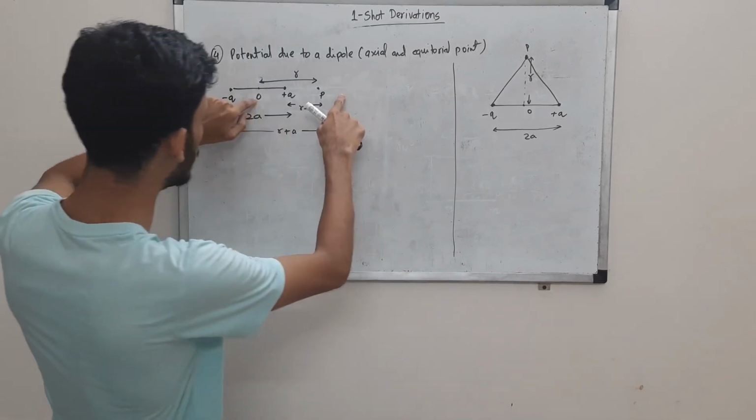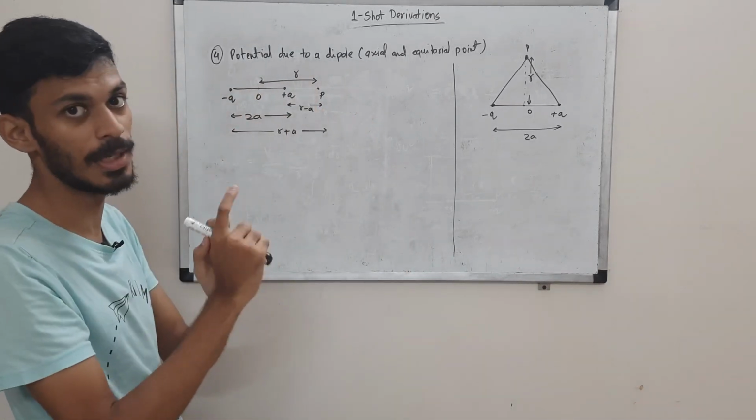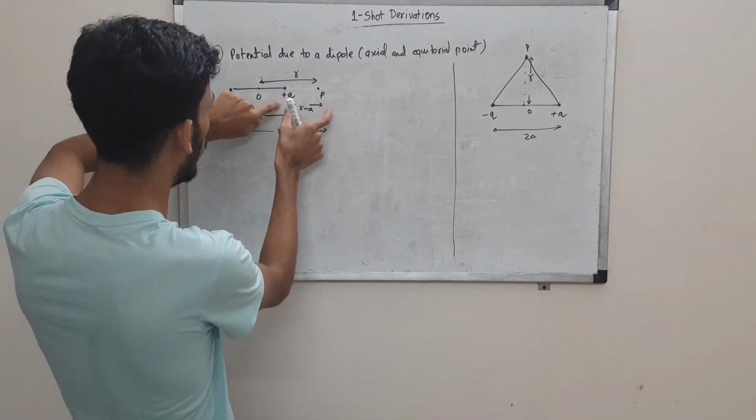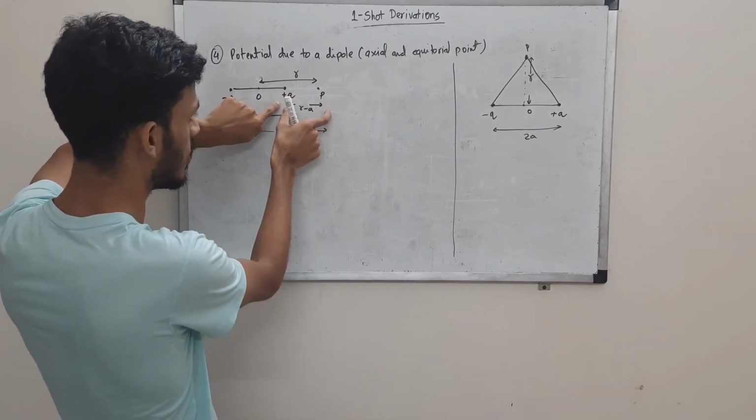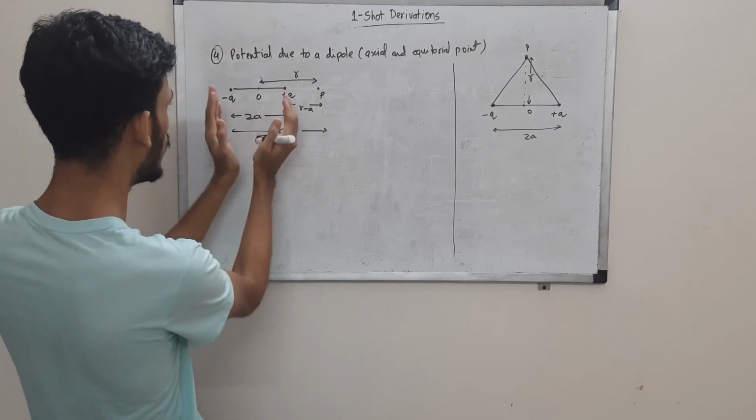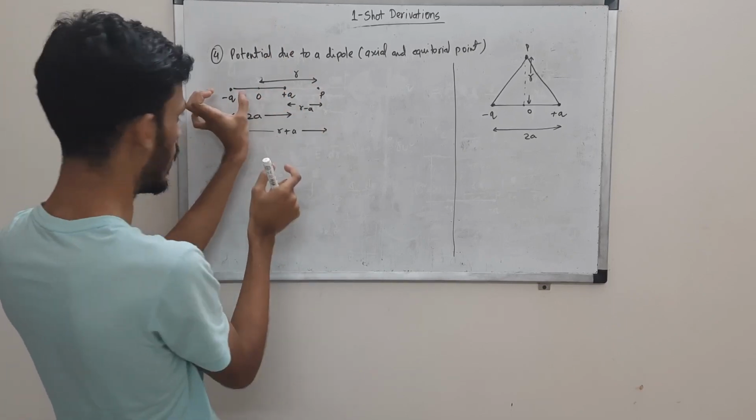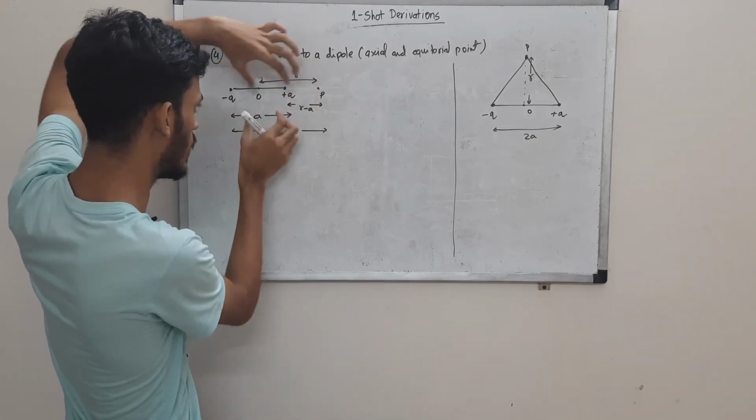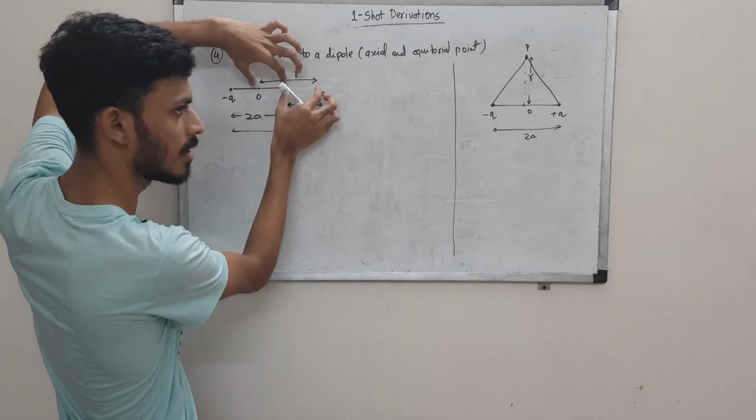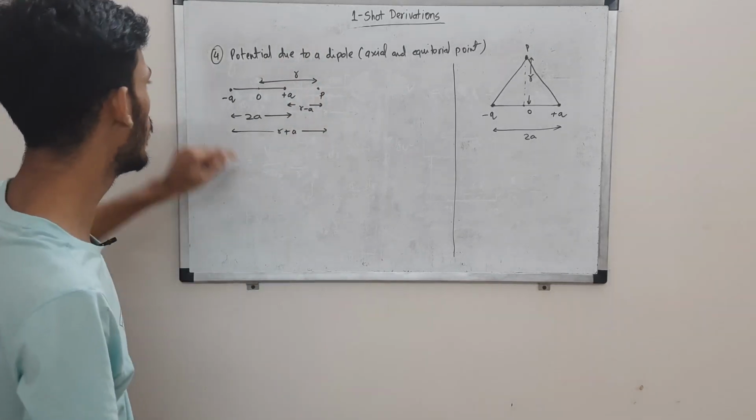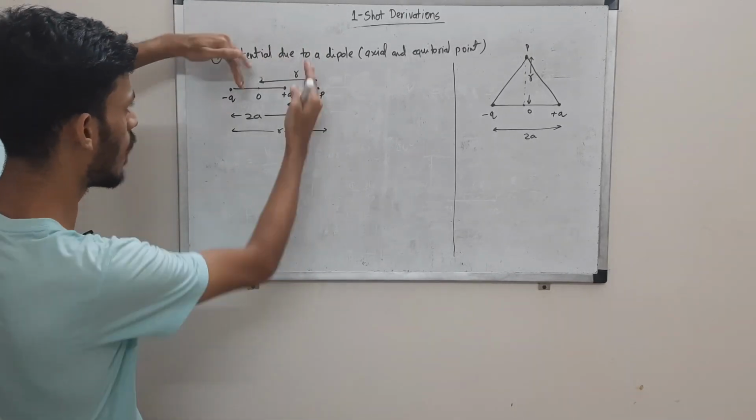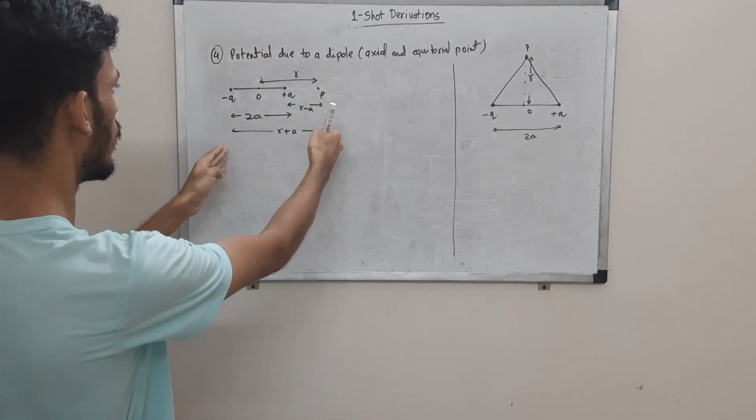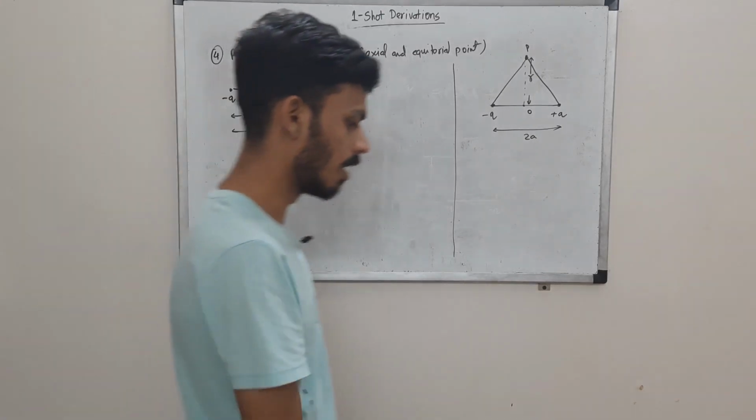So this point P is at a distance r from the dipole, meaning r from the center of the dipole. Now you can see that this point charge plus q is at a distance of r minus a. This is 2a, this is the center of the dipole, so this is a and this is a. So the point plus q is at a distance of r minus a, and similarly the point minus q is at a distance of r plus a, right? So the distance between point P and minus q is r plus a.